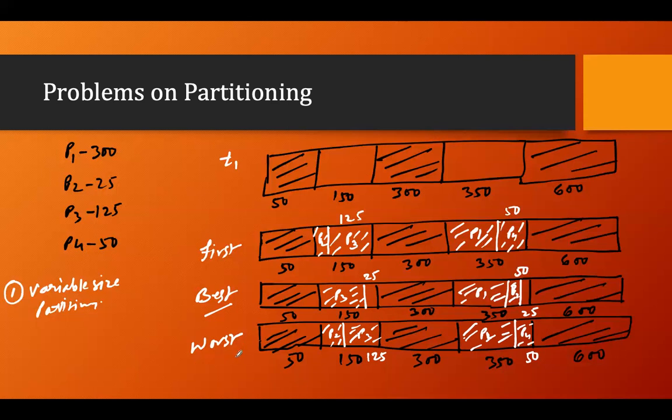scenario, the worst fit algorithm, this is worst fit, this is best fit, and this is first fit. So in the worst fit algorithm, we can accommodate all. In the first fit algorithm, we can accommodate all. But in the best fit algorithm, we cannot accommodate here. So you can conclude that in variable size partitioning, best fit is working worst, as the worst algorithm in terms of accommodating the processes into memory, right?